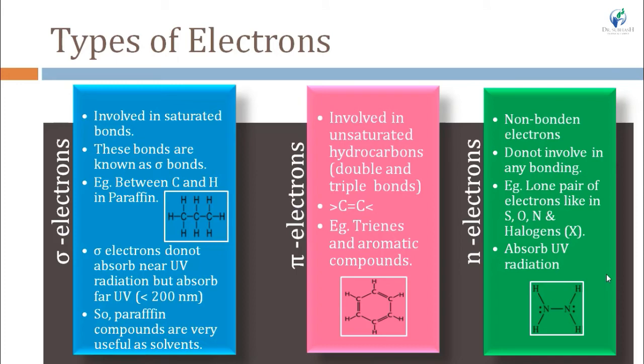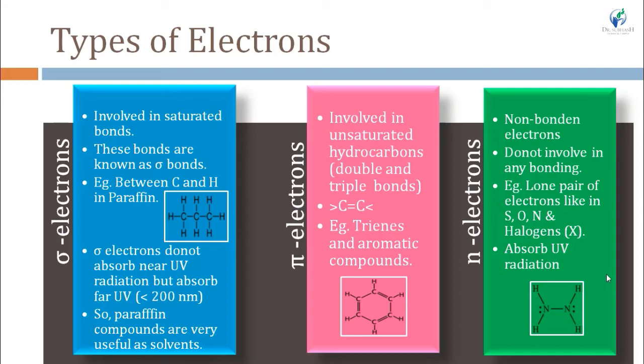Now the second type of electrons are pi electrons. These electrons are involved in pi bonds, which means double and triple bonds, which means unsaturated bonds, which means they are involved in unsaturated hydrocarbons. Examples are trienes and aromatic compounds. Here the example of benzene is taken.